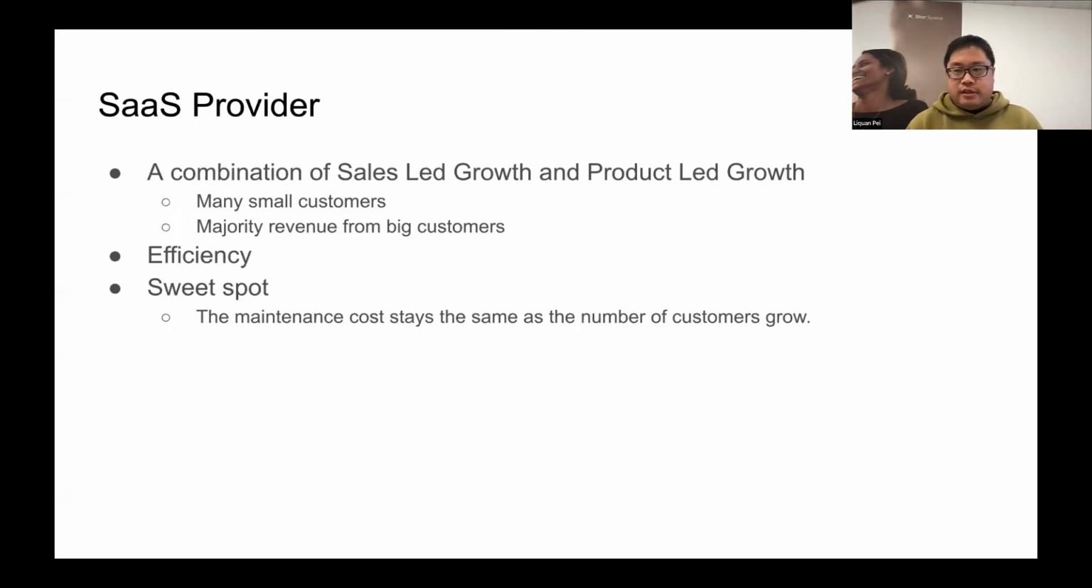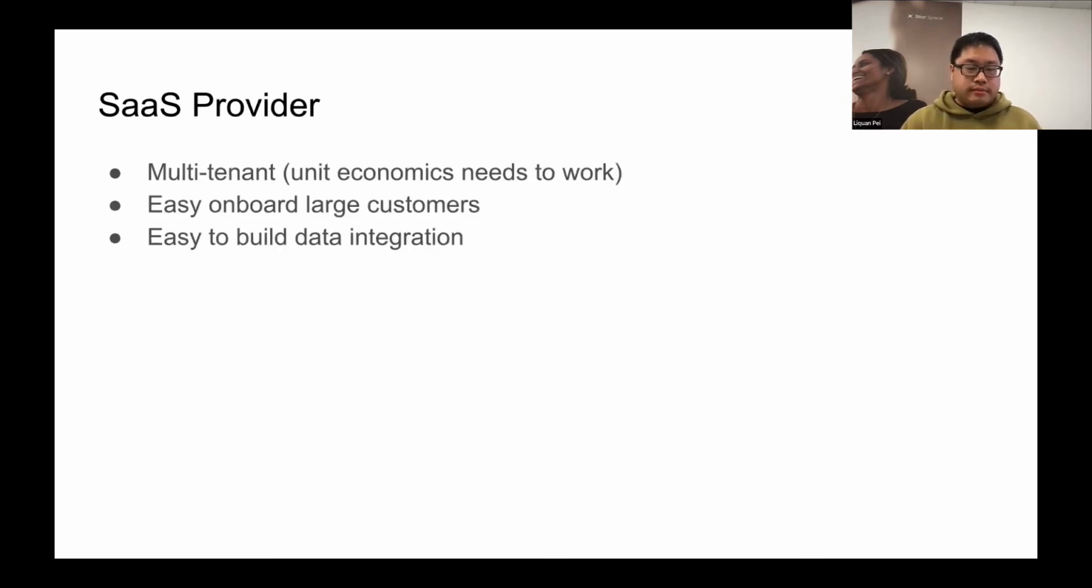And they want efficiency. They don't want the cost of support infra to grow linearly if you acquire a customer. So ideally, even if you have tens of thousands or millions of customers, your maintenance cost or infra cost will stay the same as the number of customers grows. So that is what the SaaS provider wants.